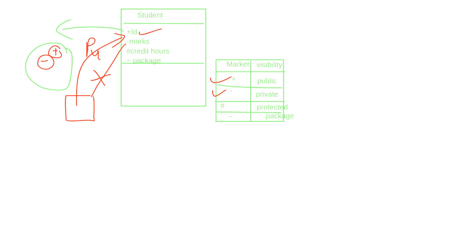Okay, but the outside world knows only public information. Private information they cannot access. That is the meaning. Now what do you mean by hash? Hash means it is protected. Outside world cannot see it; only protected members are available in the object. Here, hash is available in the object.